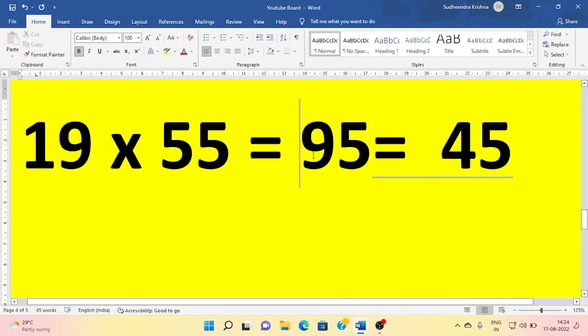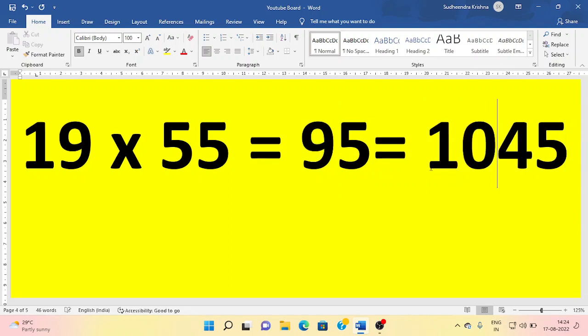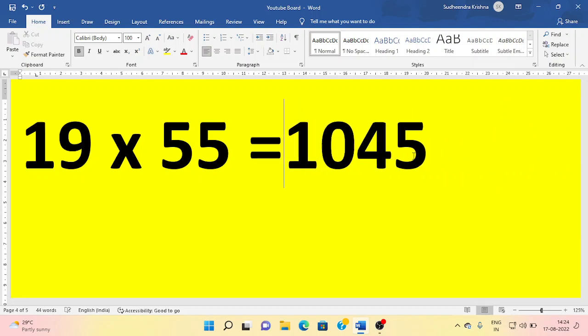So on the left side, I have 9. 9 plus 1 carry will give me 10. So this is the required answer. So 19 into 55 is equal to 1045.